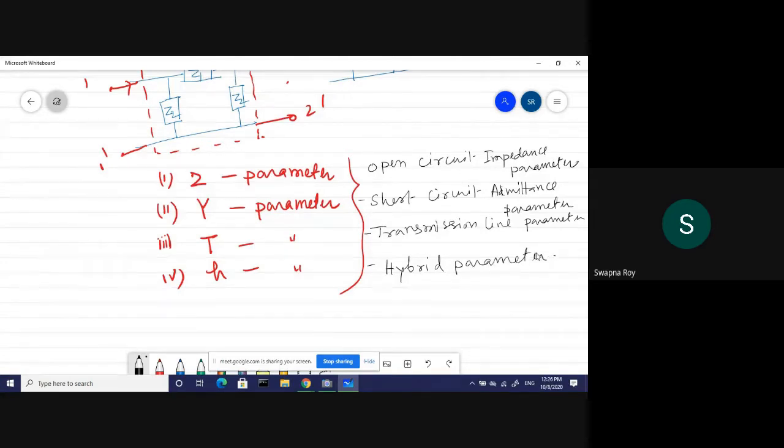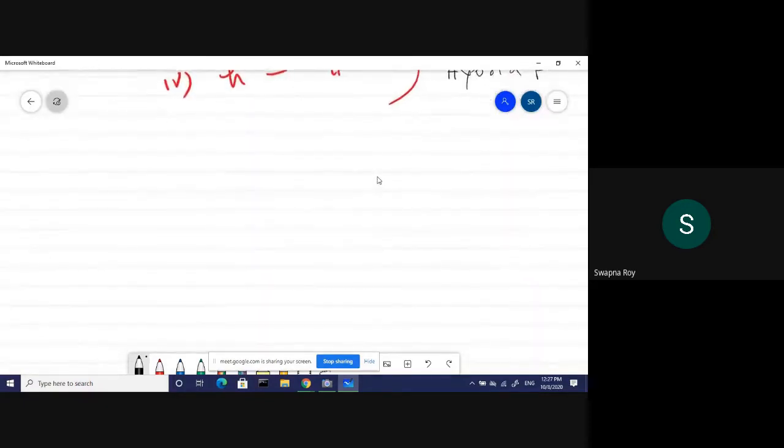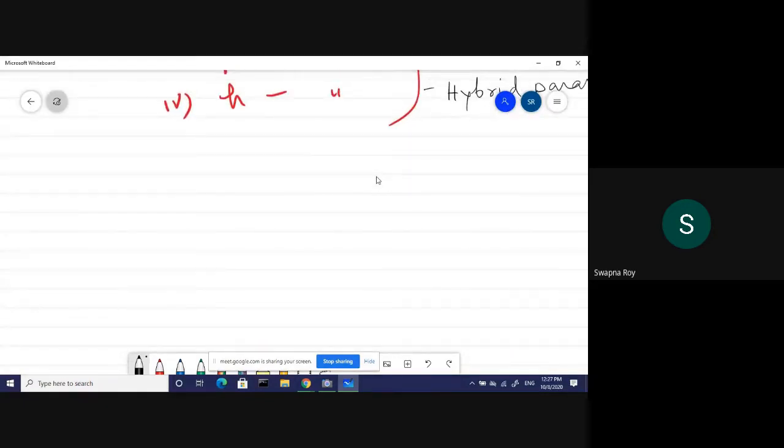So every year, as I told you, out of 15 marks, 1 numerical and 1 theoretical question is there. So out of these 4 parameters, 1 theoretical part will be there and 1 numerical will be there. So now I'm going to explain Z parameter. As I told you, Z parameter is called open circuit impedance parameter.